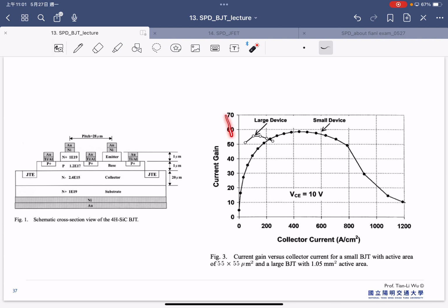So people prefer to plot the current gain versus a different variable. In this case, the x-axis is the collector current. You can see that they report the current gain beta up to a certain value, and beyond that value it starts to decrease. The reason it decreases, you probably already have the answer in mind, because this decrease is mainly related to high level injection. We have already mentioned that.